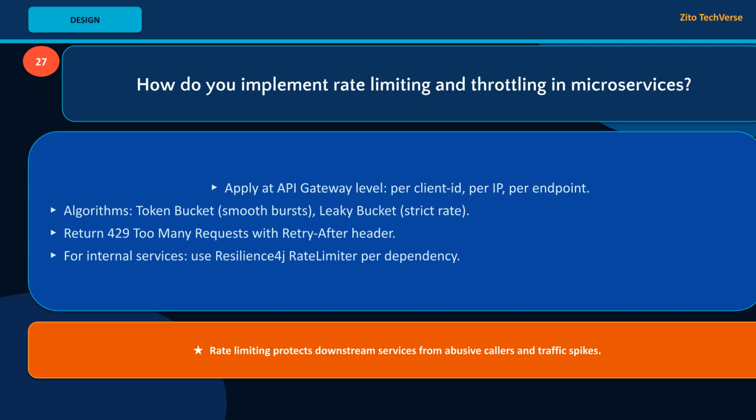Implement rate limiting at the API gateway to protect your system from abuse. Use algorithms like Token Bucket for handling bursts, and return a 429 status code with a Retry-After header when limits are hit. For internal communication, libraries like Resilience4j offer built-in rate-limiting capabilities.